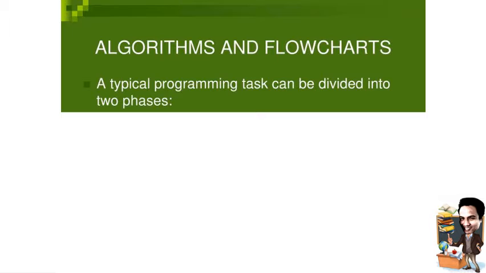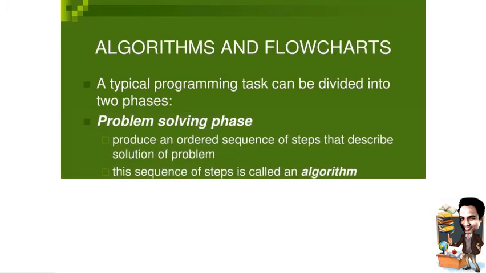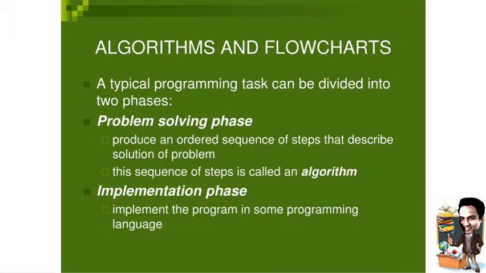Algorithms and flowcharts. A typical programming task can be divided into two phases. The first one, problem-solving phase: produce an ordered sequence of steps that describe the solution of the problem. This sequence of steps is called an algorithm. The second one is the implementation phase: implement the program in some programming language.